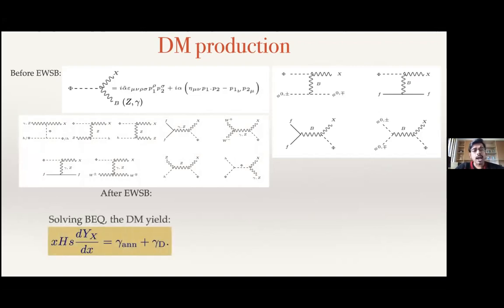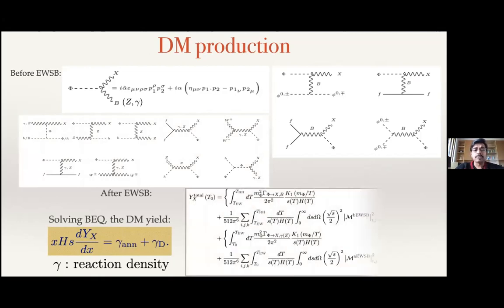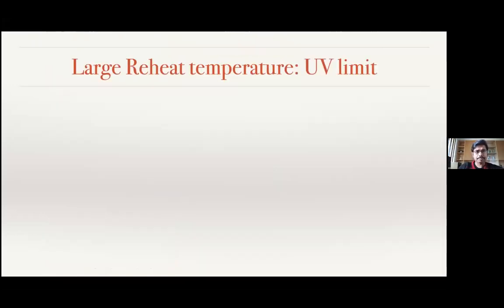Then you have the Boltzmann equation in terms of reaction density, and that will basically give you the total yield, which you have to compute from the processes which contribute before electroweak symmetry breaking. That has to be integrated from the reheat temperature to T electroweak, and then beyond T electroweak to T0, the present temperature. This is how it will look. The rest are details which can be ignored for the time being.